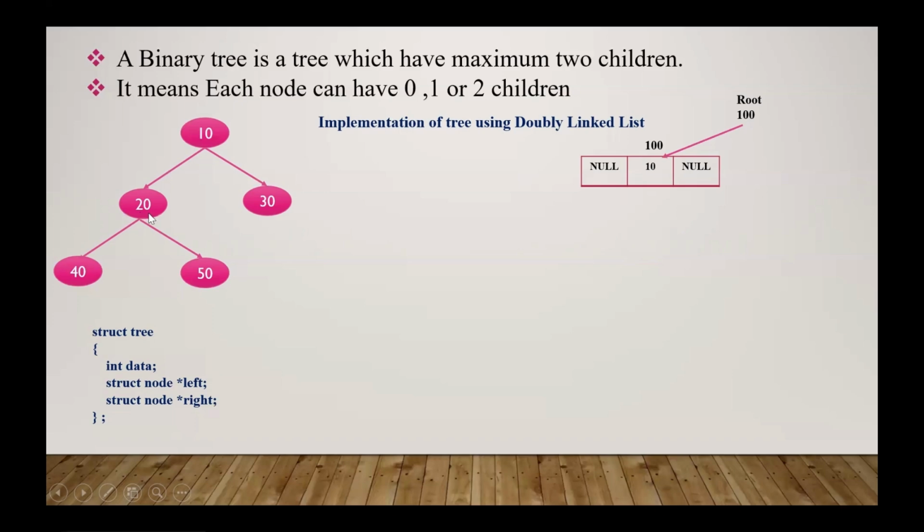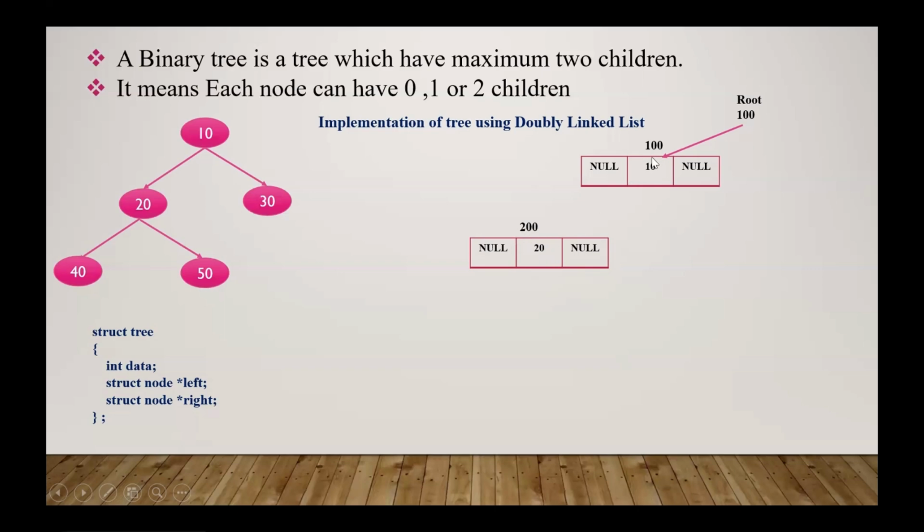Next, we have to allocate memory to store the 20 information and make the connection. We create another node and store the information 20, and the left pointer as well as the right pointer store the null value. Why? Because right now 20 is the only information. We don't know the left child or right child information, but we only know the data stored is 20 and its address is 200.